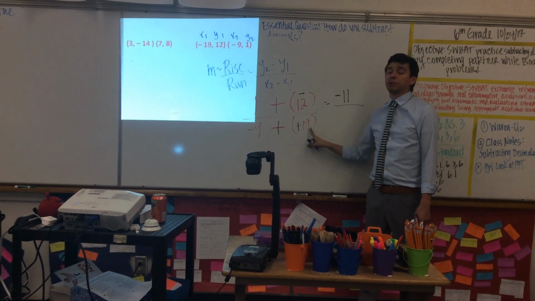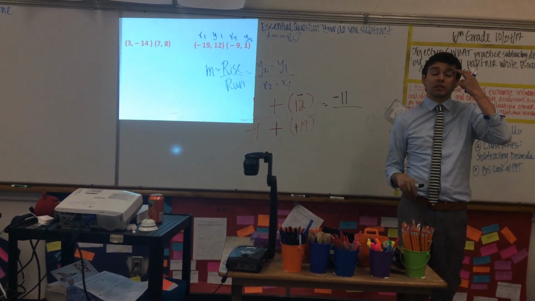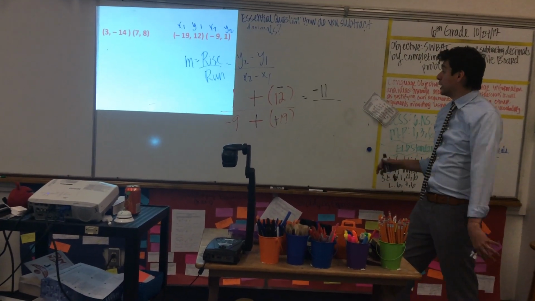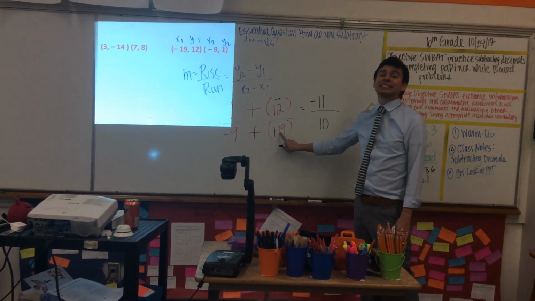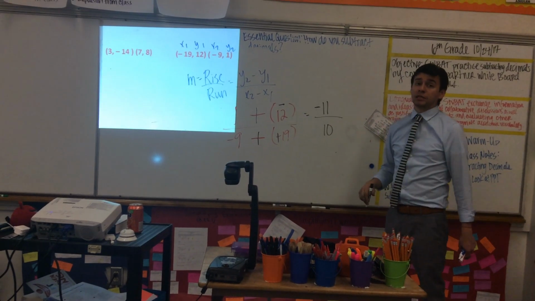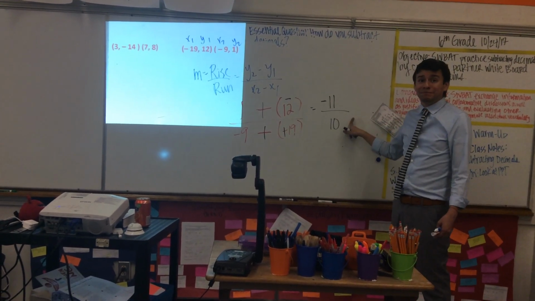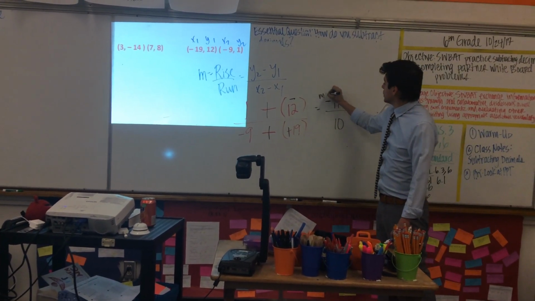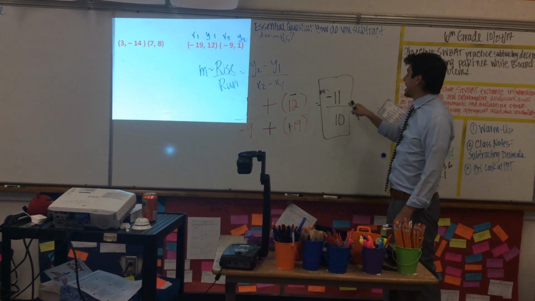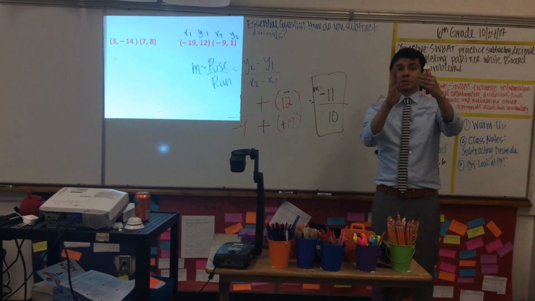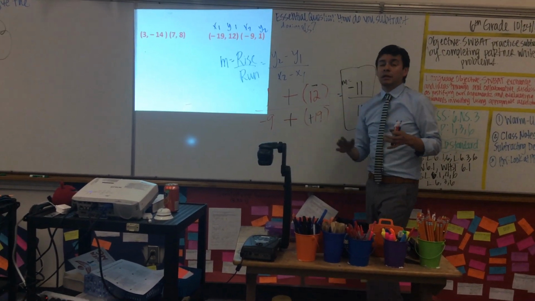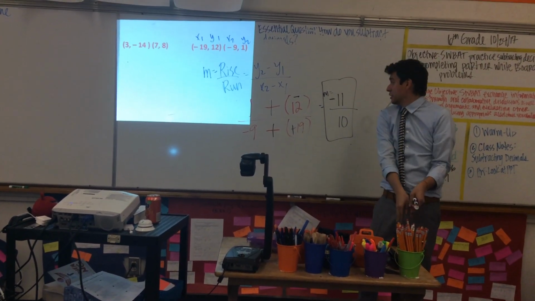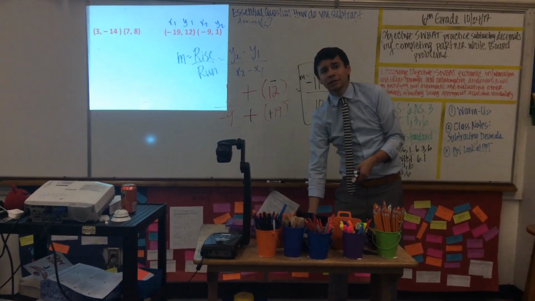Negative 9 plus 19. Same sign or different signs? Different. So then you subtract. That's 10. He's bigger, and he is positive. That means this is positive. Can you reduce this number? You can't. So the answer is m equals negative 11 over 10. That means your negative 11 is your rise, the 10 is your run. That means you're going to go down 11, 10 to the right.